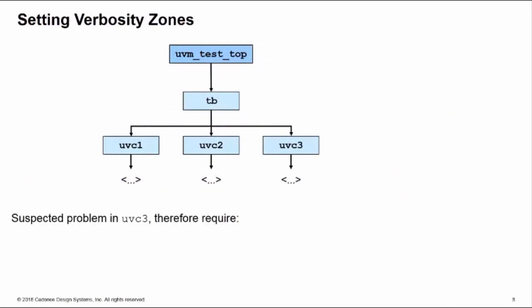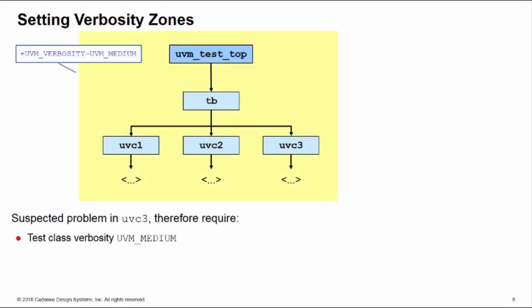So let's look at an example of applying all these options. Here's my UVM hierarchy, and I have a suspected problem in UVC3. Therefore, I want to run a simulation where I have different verbosity settings for different parts of the hierarchy. What I need is a verbosity UVM_MEDIUM in my test class, so I can see messages and reports about which test I'm running and also the progression of that test. So I'm going to use a global +UVM_VERBOSITY command line setting to set the verbosity of the entire hierarchy to UVM_MEDIUM.